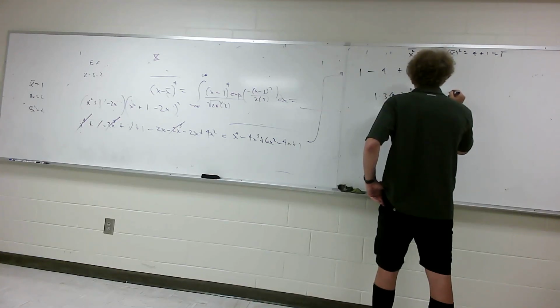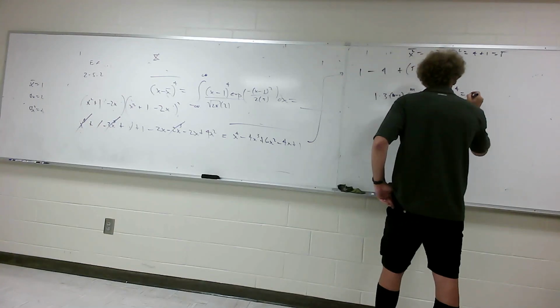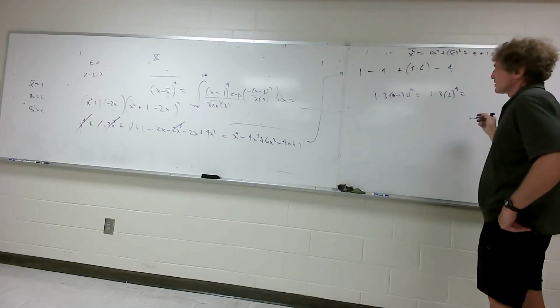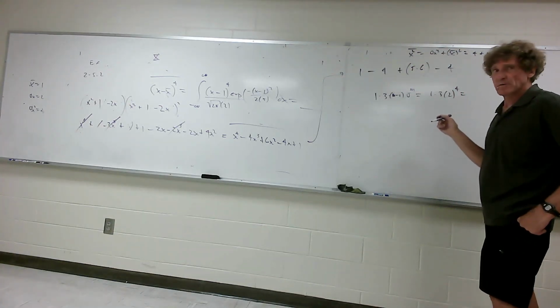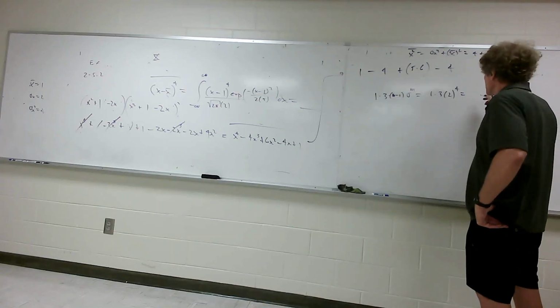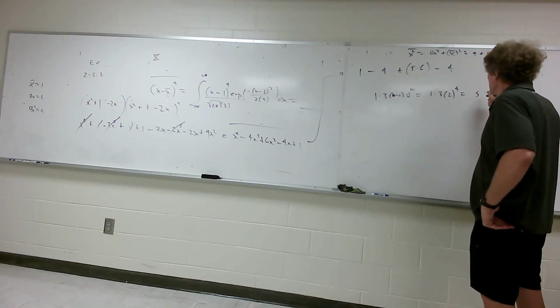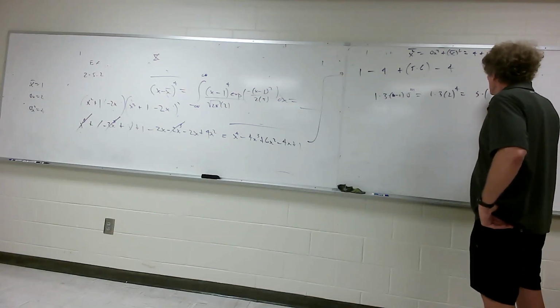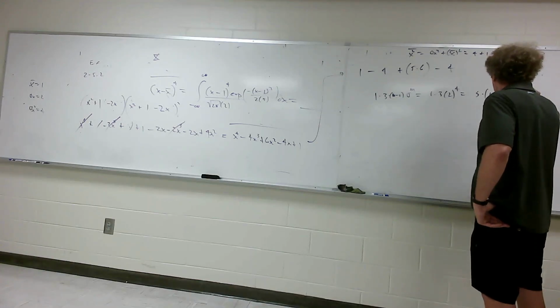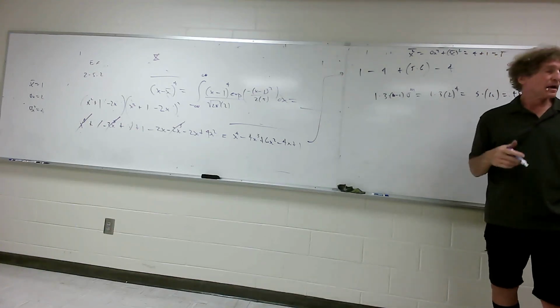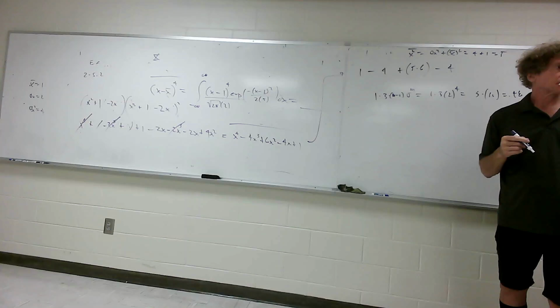And then sigma is 2 to the 4th. So this is a fourth central moment, right? Yeah. So that should be 3 times 16, or 48, I think. Right? And then what did they answer?